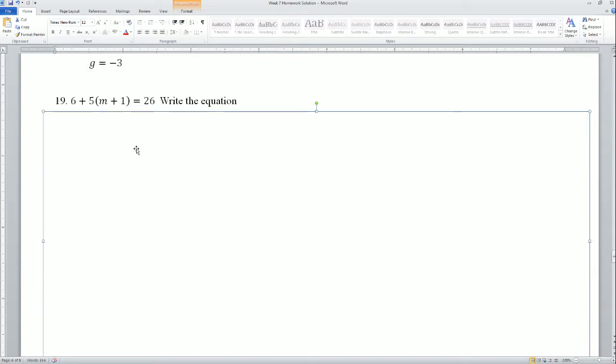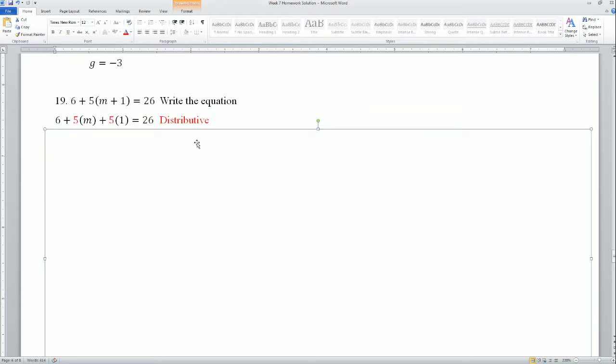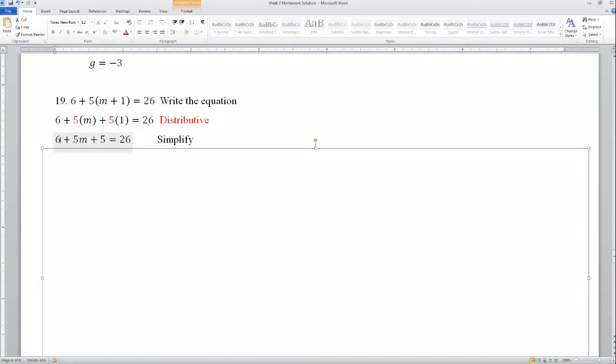19. Write down the equation as the first step. Distribute, because you're trying to get rid of the parentheses. Distribute 5 to each term. So 5 times m and 5 times 1. Simplify. 5 times m is 5m. 5 times 1 is 5.